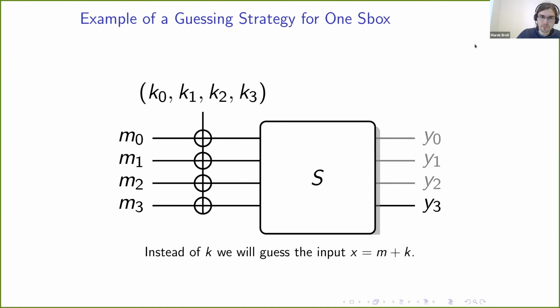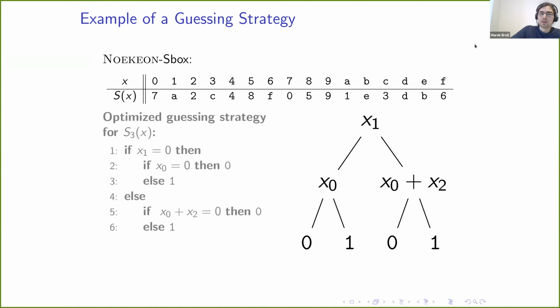We'll illustrate this with the following example. We are given a plaintext M, we add some key material, then apply a 4-bit S box, and we are interested in the last output bit. Instead of guessing the key, we can also just guess the direct input to the S box, which is in this case M plus K, and we'll denote it by X. Here you see we did this for the Meiqin S box, and on the right you see the guessing strategy in the form of a tree.